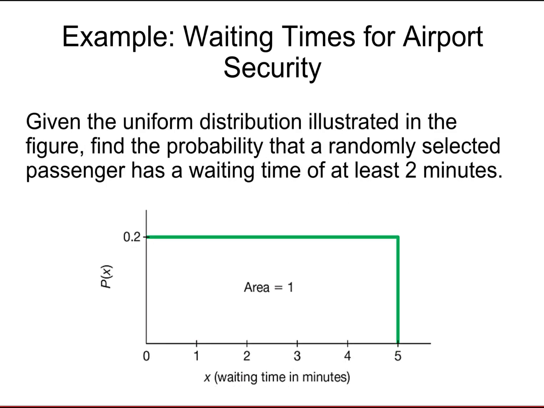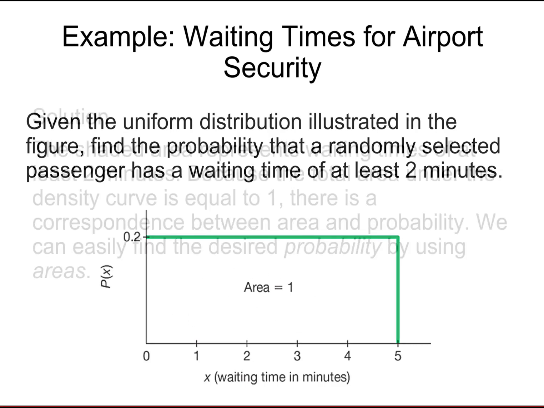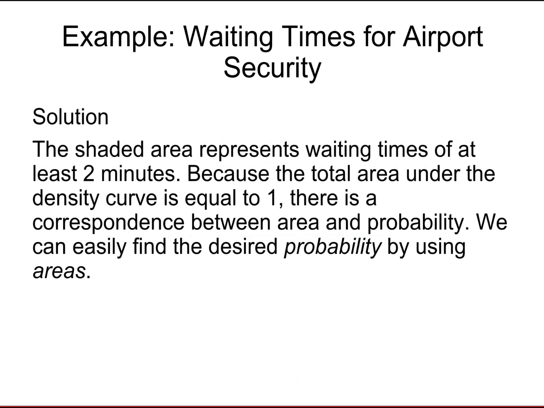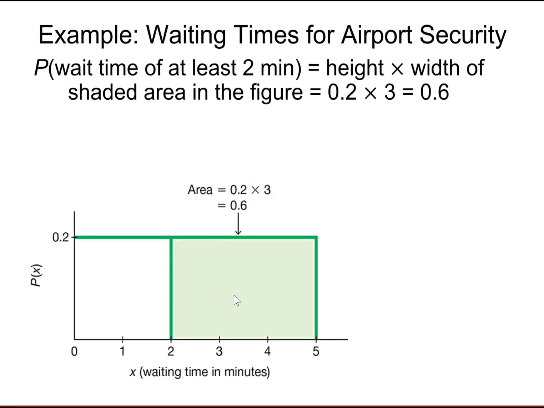So given the uniform distribution illustrated in the figure, find the probability that a randomly selected passenger has a waiting time of at least 2 minutes. At least 2 minutes would be 2 minutes or greater. Again, we can fill in the area here and figure out how much area this represents relative to the total area. You notice here, if we go from 2 to 5, we get 3 units times 0.2 gives us 0.6, so the probability is 0.6.